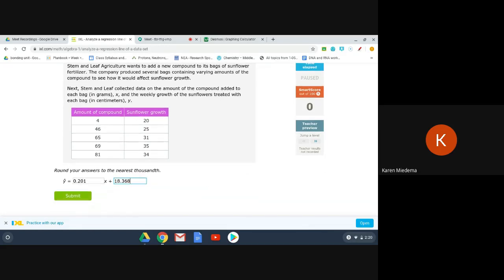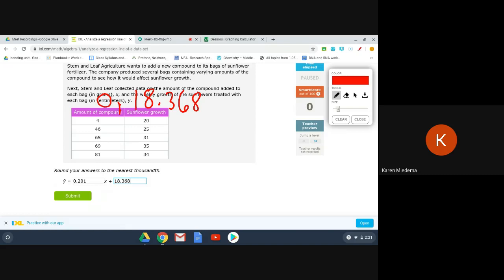Okay, let me just tell you how to interpret this equation. Remember that B represents the starting value. So what they're saying is that based on their line of best fit, if you could have had a 0 over here, if we could have had a 0, what would the y value have approximately been? Well, this would have been 18.368.